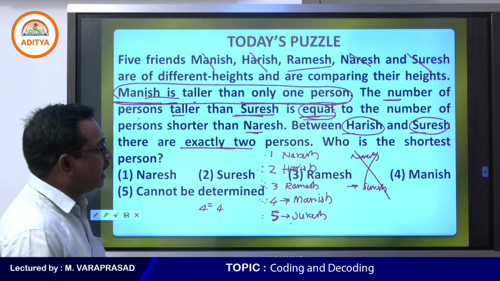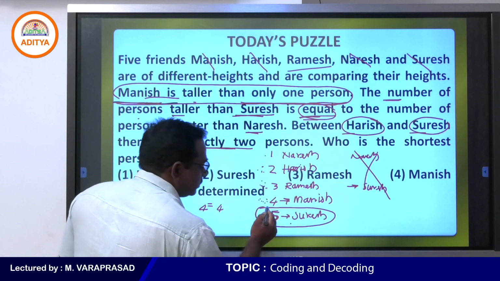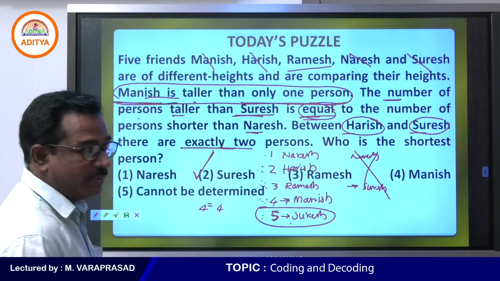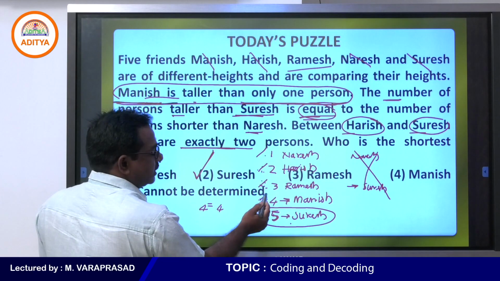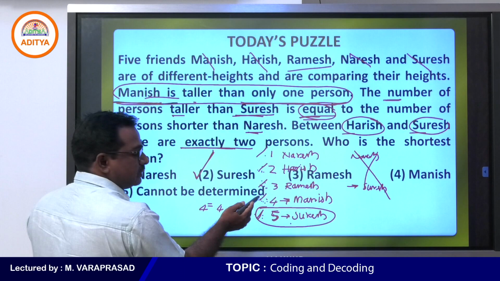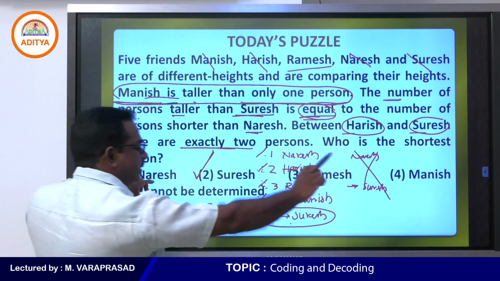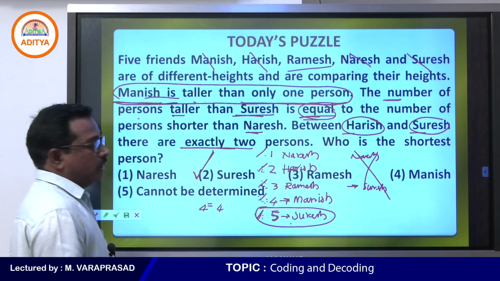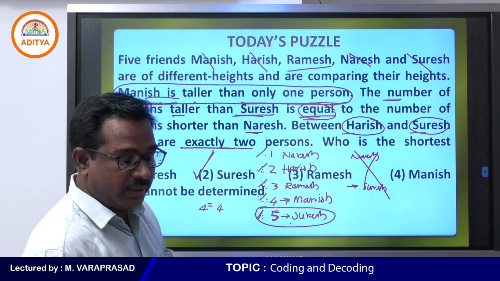Now the question, who is the shortest person? The shortest person is Suresh. Second option, Suresh is the shortest person. Tallest, next tallest, next tallest, next tallest, and least person is shortest. Shortest, next, better, tallest. Okay, we can take like this also, right? Yes. Now see. So this is today's puzzle, right? So we can go for our regular topic.